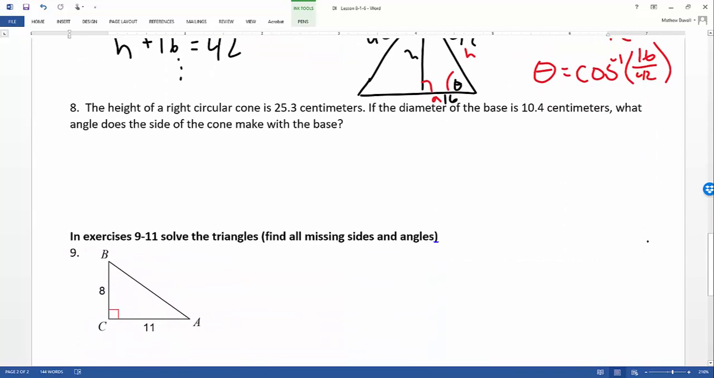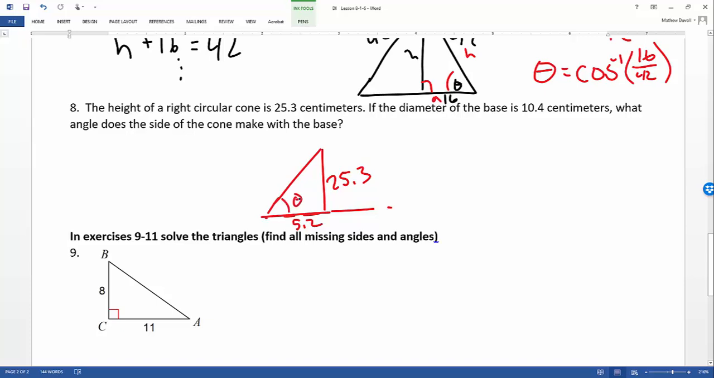It says the height of a right circular cone. So we'll say that this is just that cross section of the cone is 25.3. If the diameter of the base is 10.4, okay, so that's all the way through. That's the diameter. So then the radius, or just this little piece here, is going to be 5.2. What angle does the side of the cone make with the base? So what angle does that make?